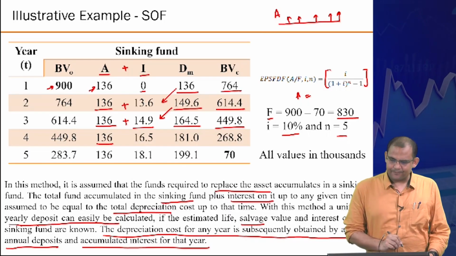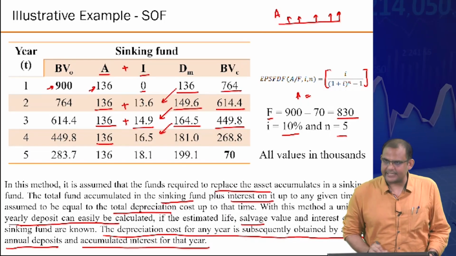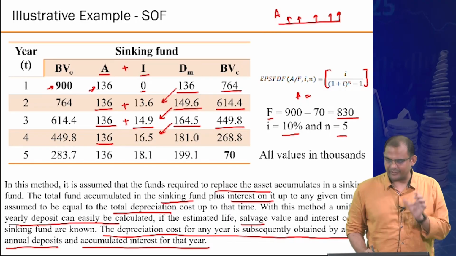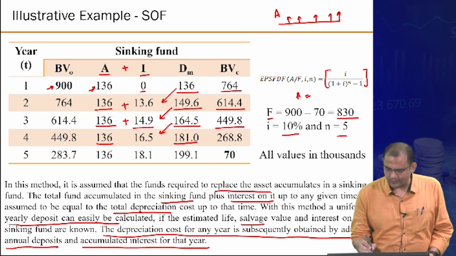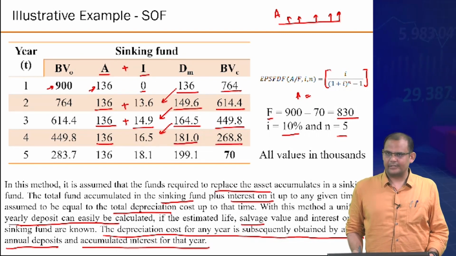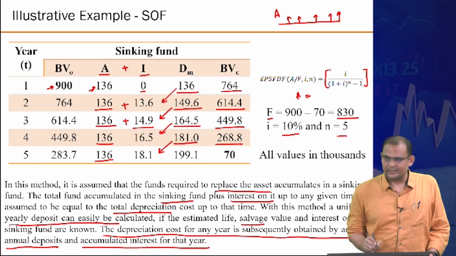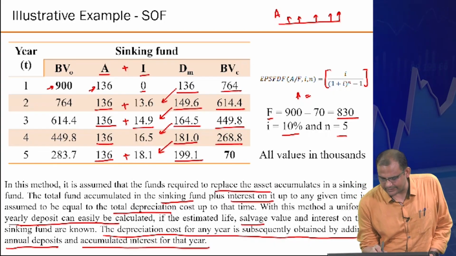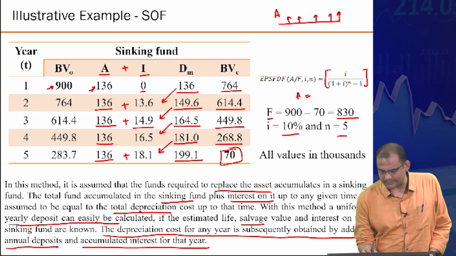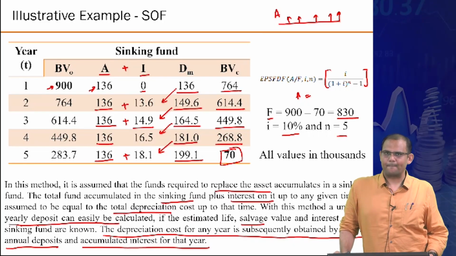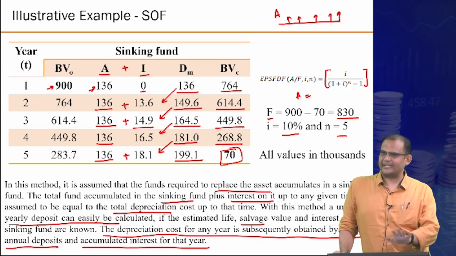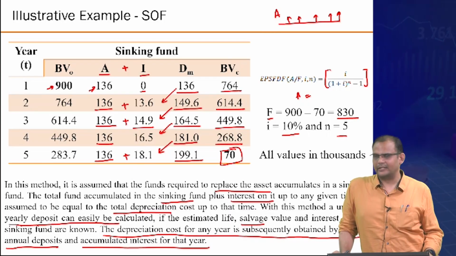A remains same, 16.5, again 10% for a year, 18.1 to 68. A remains same, 18.1, total becomes 119.1, final value comes out to be 70. Is it making sense? Bit tough?